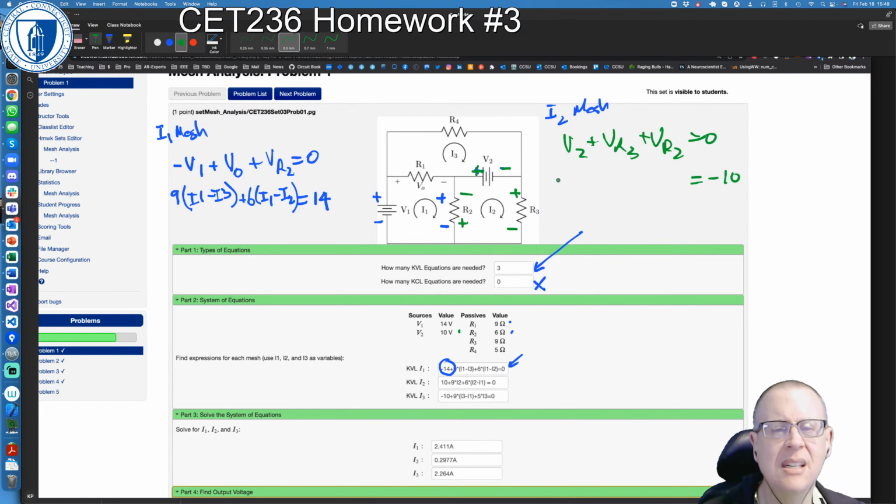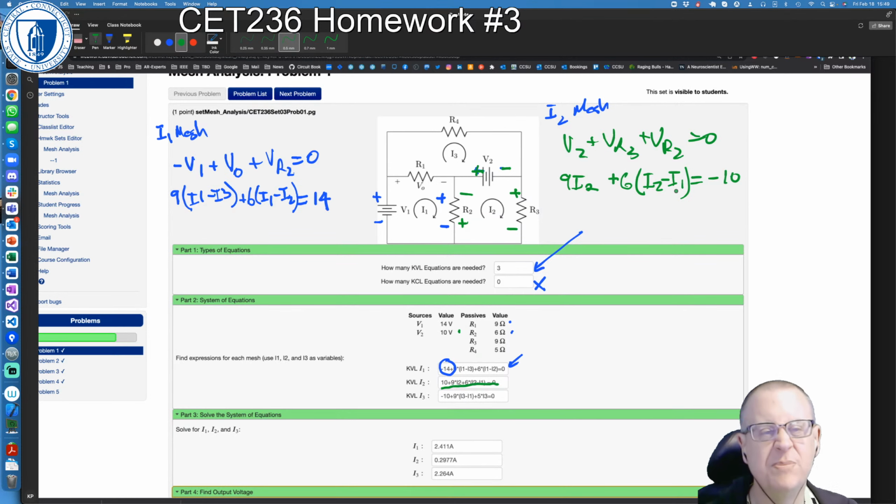So VR3 is going to be just R3, which is 9 times I2, right? And then VR2, R2 is 6, so it's 6 times I2 minus I1, and that looks like that's what I got here. And then the last one, I3, right, we're going back this way. I am going to leave V out defined like that, just because I think it might be helpful.